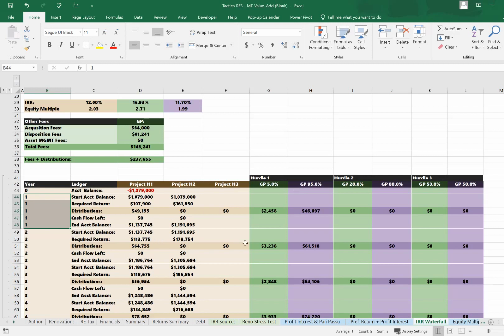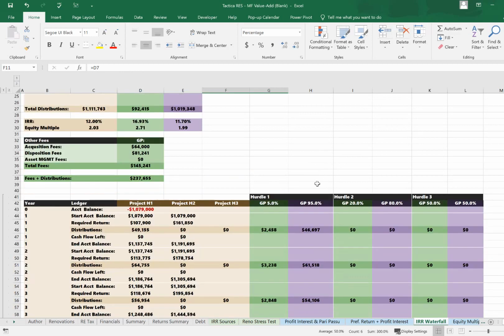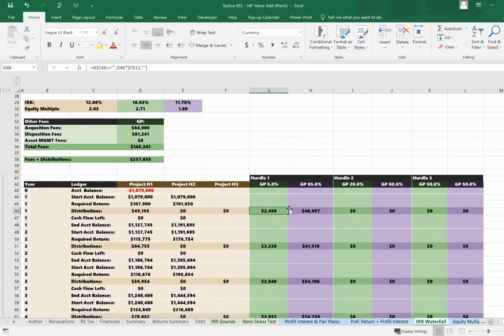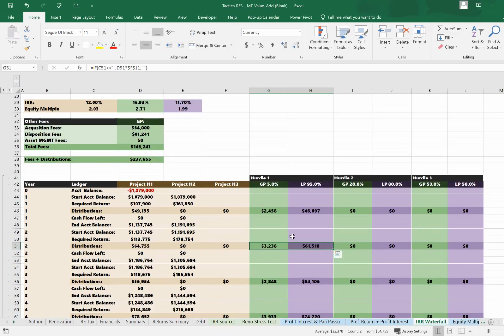So you can see in year 1, the cash flow is just distributed pari passu. I have the allocation percentages as we stipulated above. You can see that the GP would get $2,458 and the LP, which is a typo, would receive $46,697. Just like in our preferred return plus profit interest model, account balances will accrue.